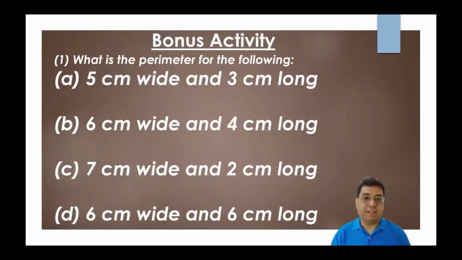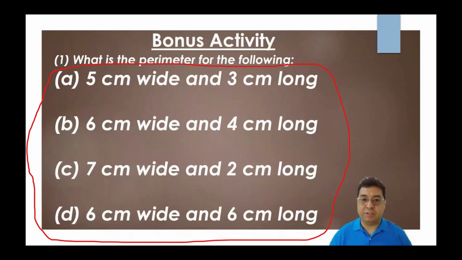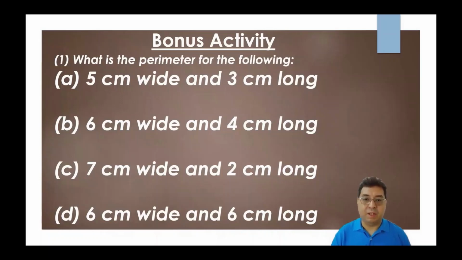So for the bonus activity, I just want you to tell me, what is the perimeter for the following? So I've got A, B, C, and D here, and I just want you to show me how you're going to get the perimeter for each of these problems here, okay? And you can look at what I just did on the previous video and do any of those concepts. Just show me how you got the perimeter.